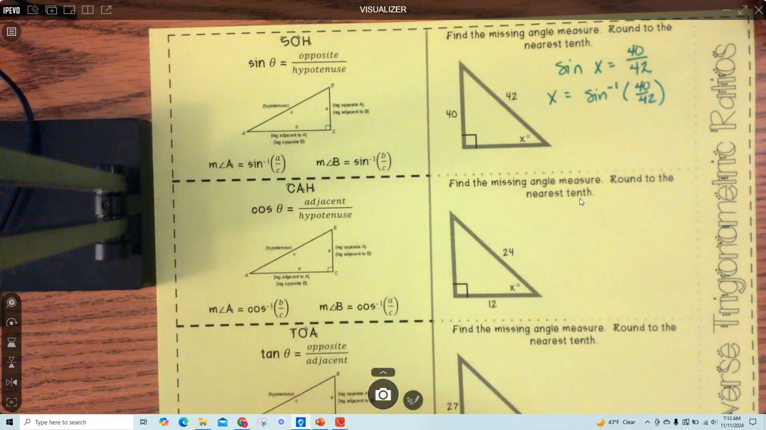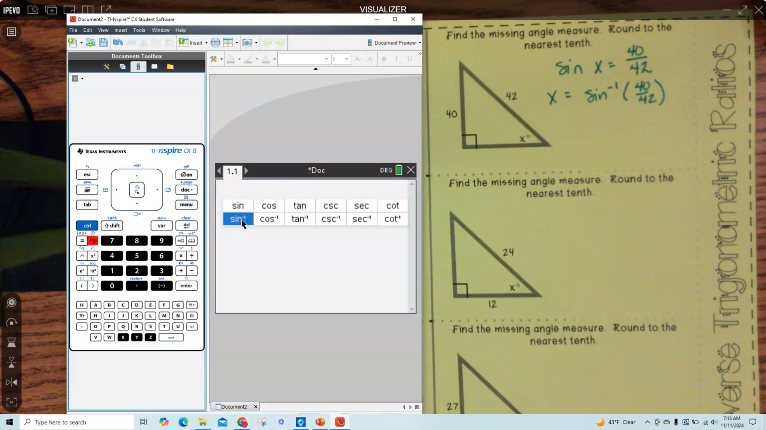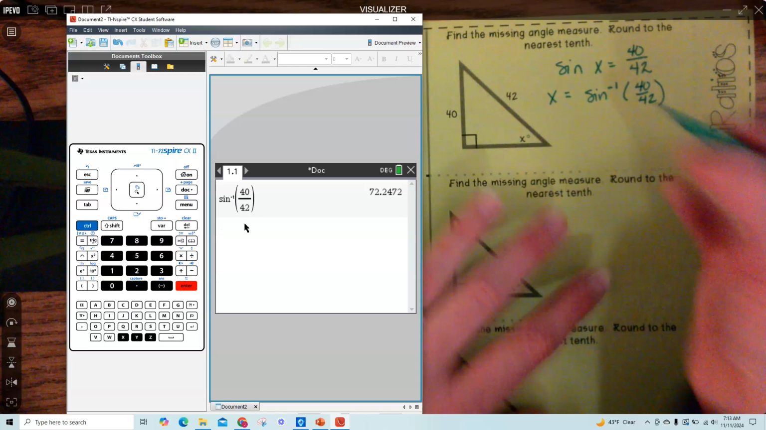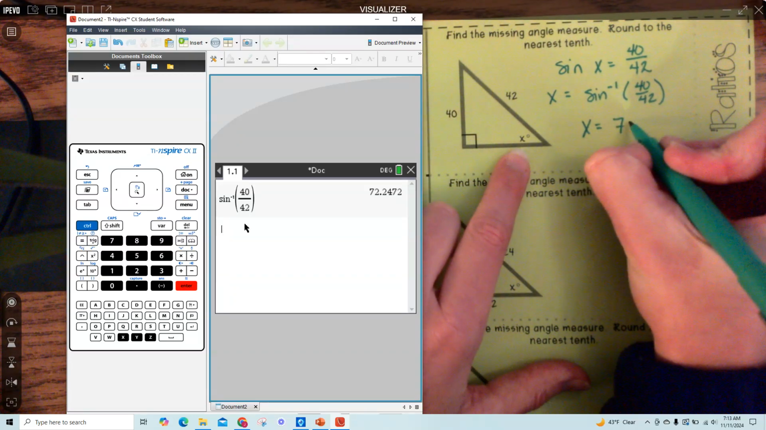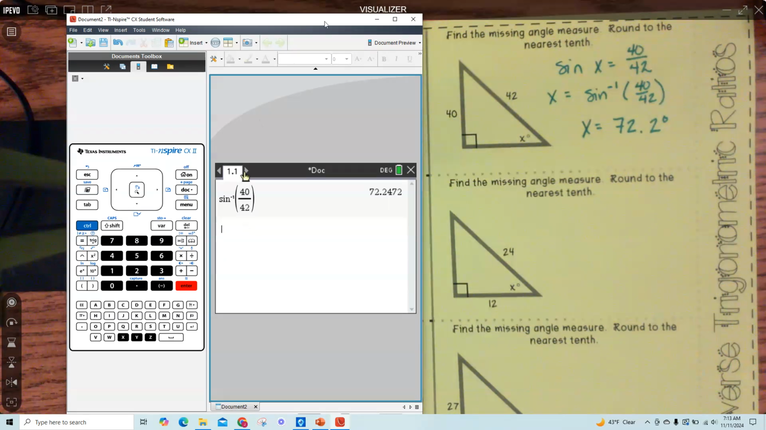So what that looks like in our calculator: we would go to these trig functions here, and you can see that we have the inverse of sine. And then we just put that fraction in, 40 over 42, and it's going to give me the angle measure. This says round to the nearest tenth. So angle x is about 72.2 degrees.